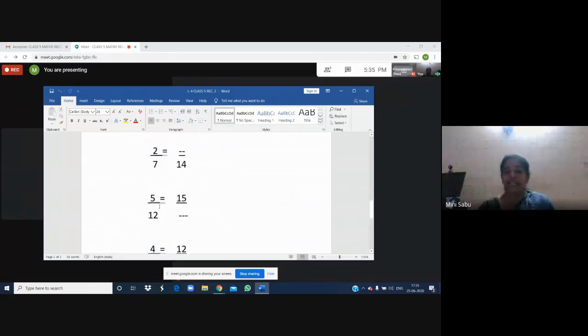Then next, 5 by 12 is equal to 15 divided by dash. Here one of the denominators is absent, but both numerators are present. So here you have to find out the relationship. How did 5 become 15? 5 3s are 15. You got the number by which you have to multiply. So here 12 also should be multiplied by 3. 12 3s are 36. Did you understand, children?